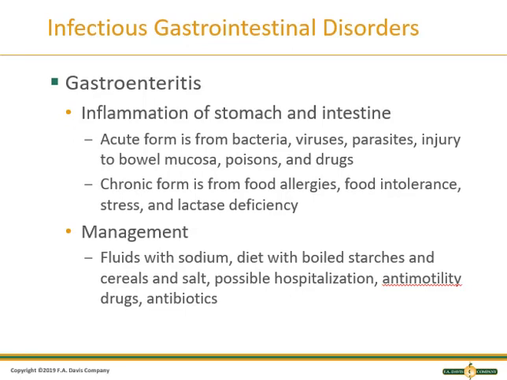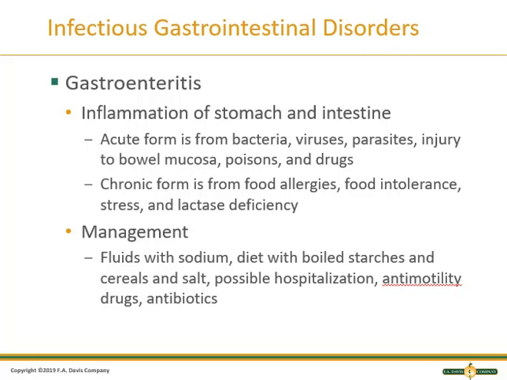Next, we're going to talk about some infectious GI disorders, and the first one is going to be gastroenteritis, which we know is the inflammation of the stomach and the intestines, and you may see anorexia, nausea, vomiting, and diarrhea associated with it. It can be chronic or acute, and it can be caused by bacteria, viruses, parasites, or an injury to the bowel mucosa. It can be caused by poisons or organic poisons or medications. The chronic form can be caused from food allergies, food intolerances, stress, or a lactase deficiency.